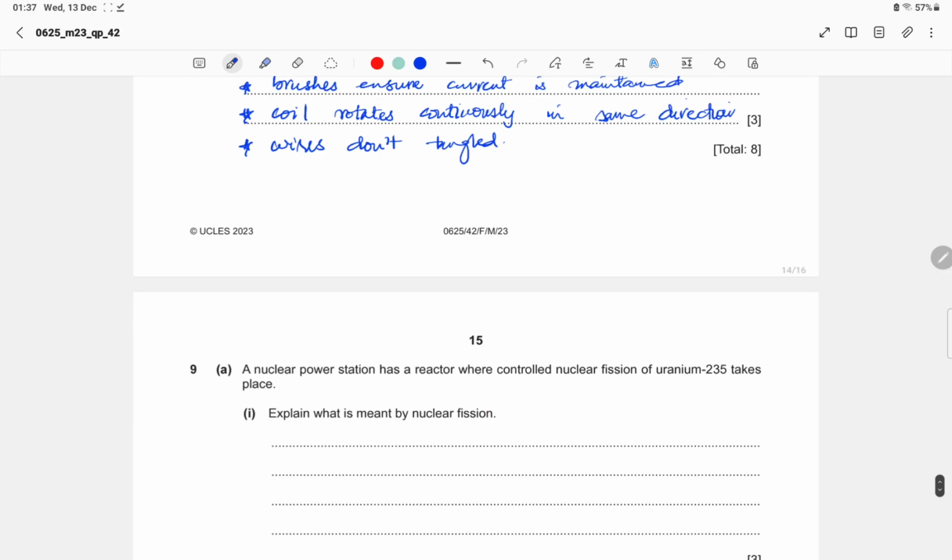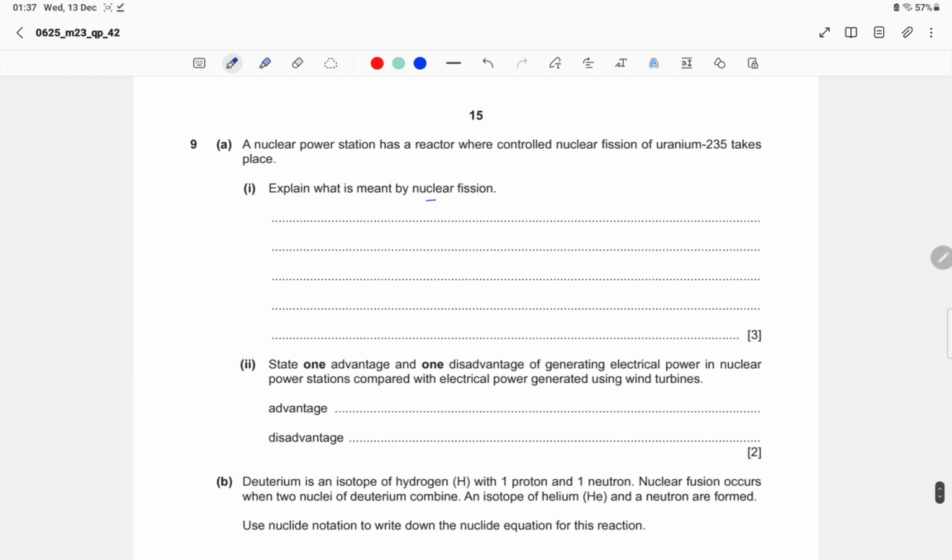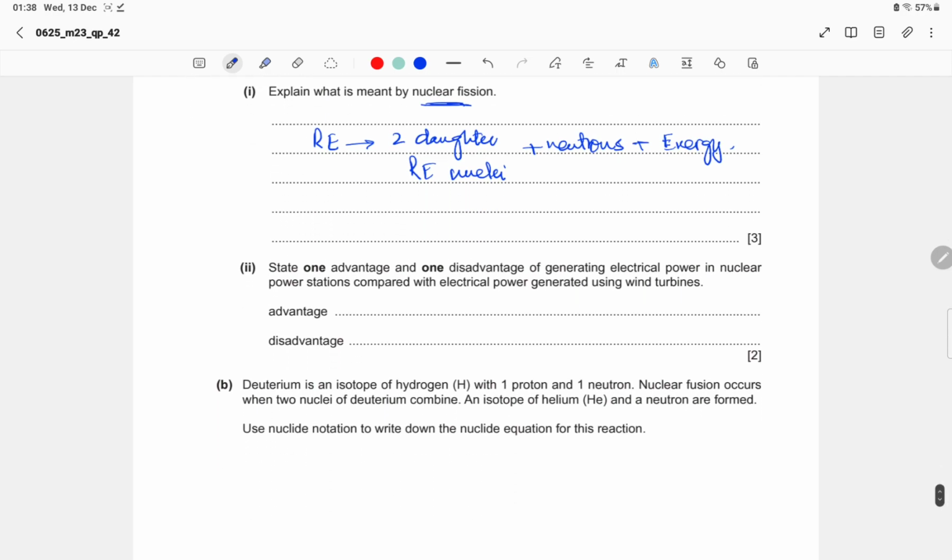Okay, now moving to the next question. It states that a nuclear power station has a reactor where controlled nuclear fission of uranium 235 takes place. Explain what is meant by nuclear fission. So basically, in this, the radioactive element splits up into two daughter radioactive nuclei, and then there are neutrons plus a huge amount of energy. So this is basically the equation of nuclear fission.